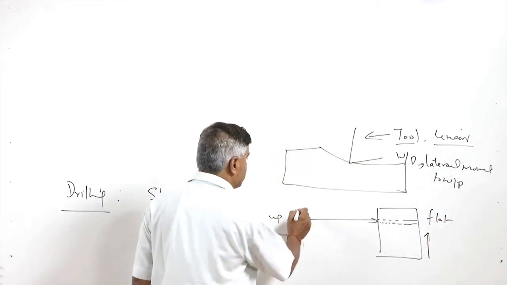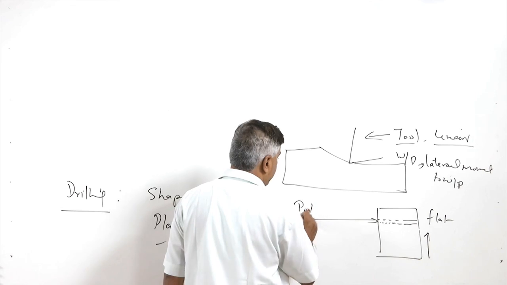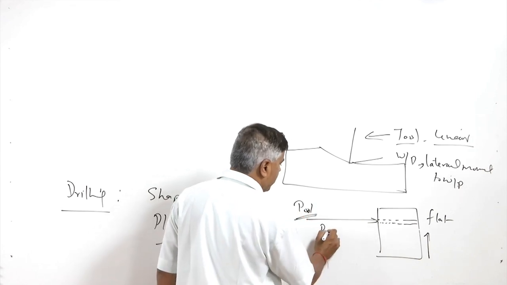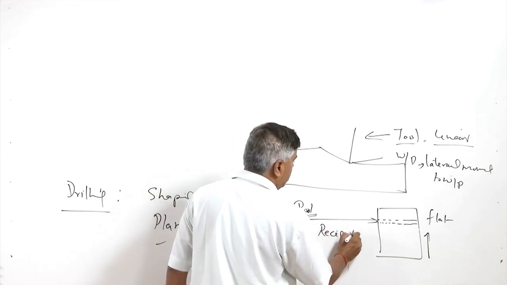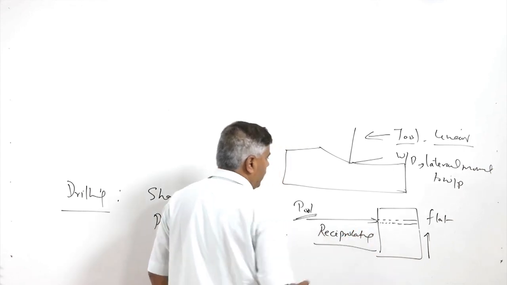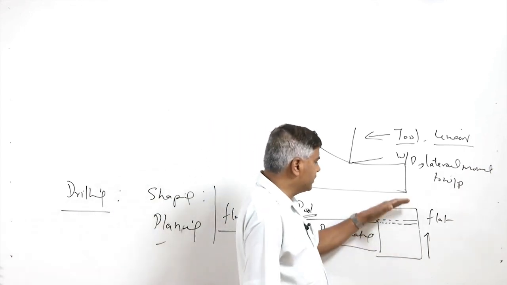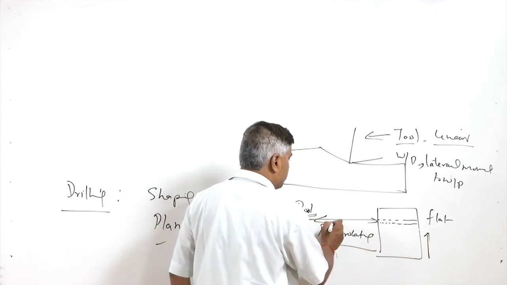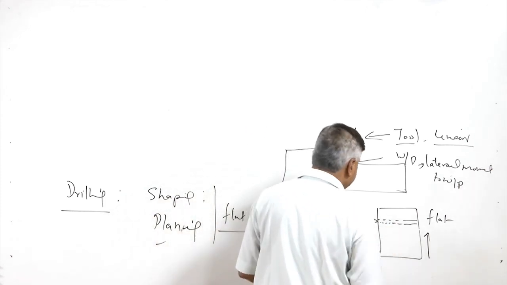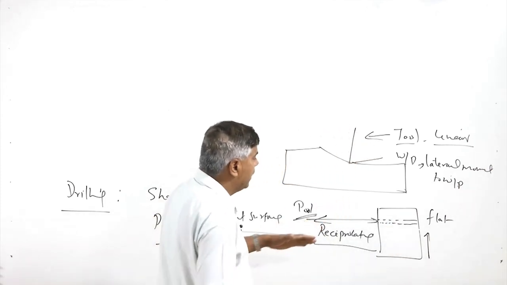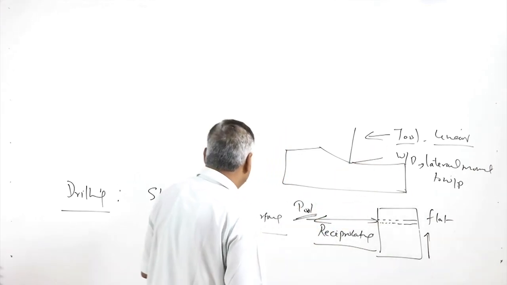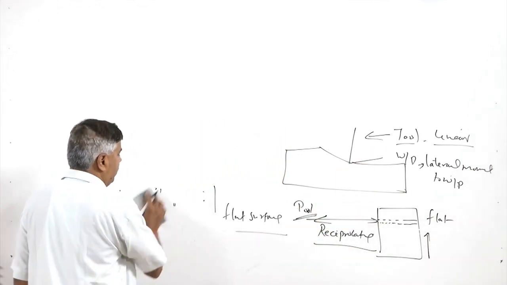So, in this case a reciprocating movement is given to the tool, while the workpiece is given the lateral movement. Basically the tool reciprocates along a particular line, and the workpiece is moved laterally in order to produce the flat surface.